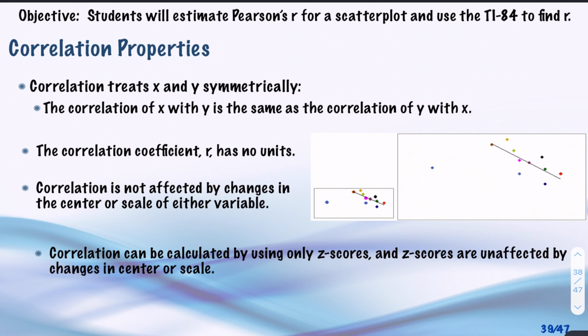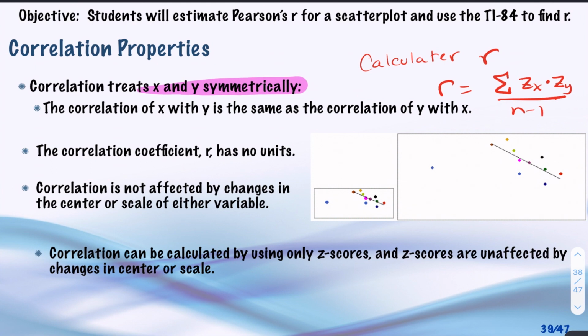Continuing, correlation treats X and Y symmetrically. I would make a note of this. AP loves switching the variables and asking you what happens. Correlation of X with Y is the same as the correlation of Y with X. Now think about how we calculated R. If you remember, R is the sum of ZX times ZY all over n minus 1. Because we're multiplying those, order doesn't matter.